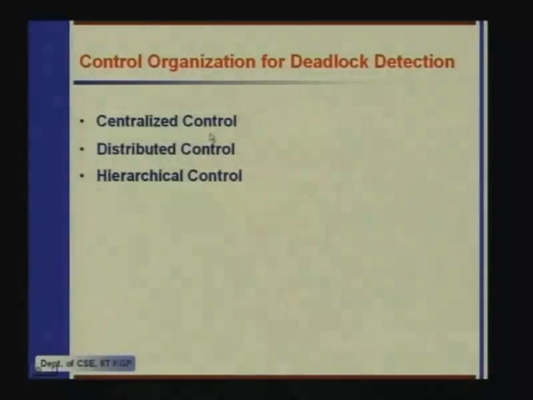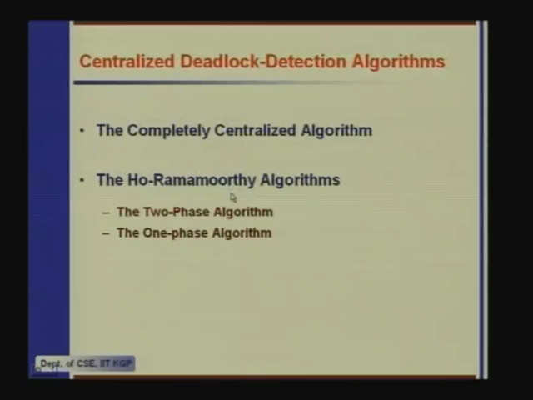So, let us start with the distributed algorithms for deadlock detection once again. In the last class we had seen that there are broadly three different types of control for distributed deadlock detection: the centralized control, the distributed control, and the hierarchical control. In the last class we looked at a couple of algorithms for the centralized schemes.